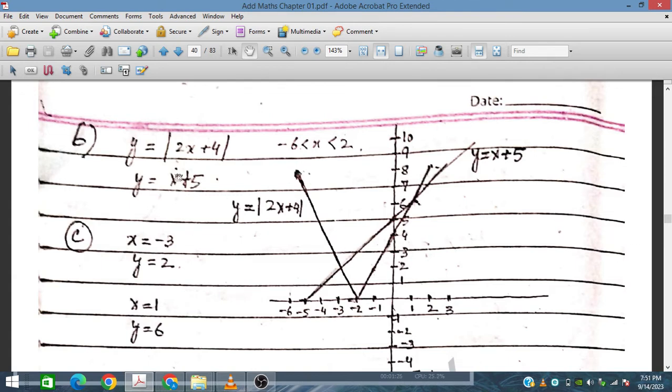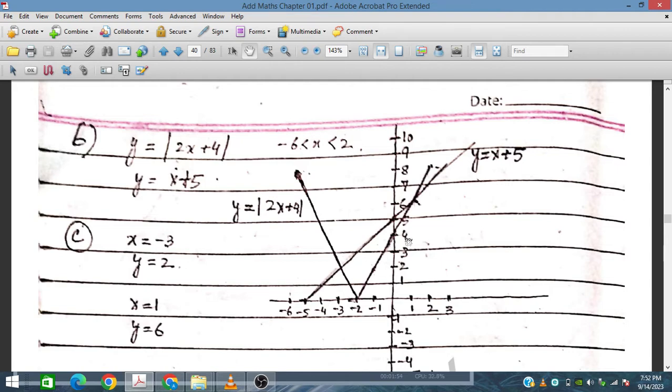And for the second graph, y is equal to x plus 5. So we'll draw this: at x is equal to 0, y is 5, and at y is equal to 0, x is equal to minus 5. So these are the points and this is the graph drawn. So this is y is equal to x plus 5, this graph, and this is the modulus graph, 2x plus 4.